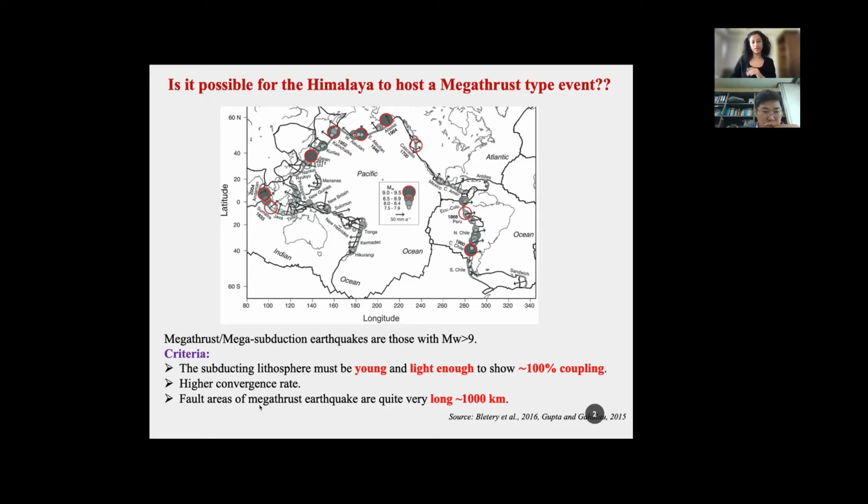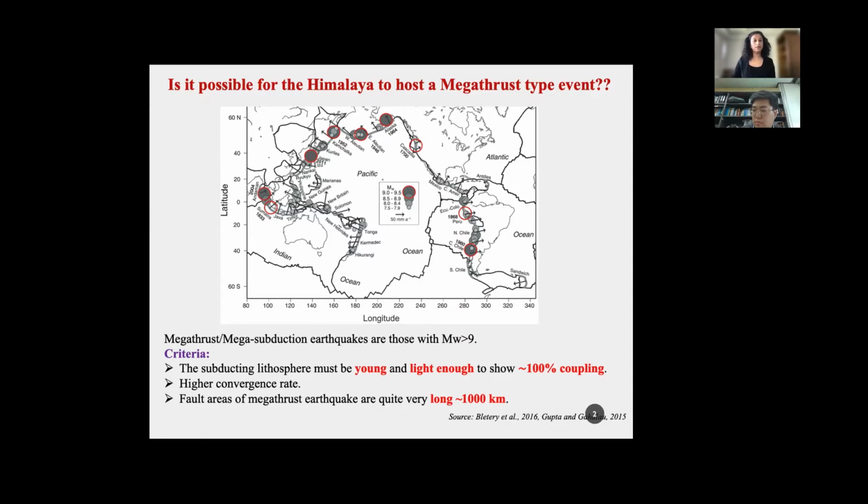And the third criterion is that the fault area of mega thrust earthquakes is usually very long, around 1,000 kilometers. When I say long, that means the earthquake has the ability to rupture a very long plate margin. So if the rupture length is very long, that means the magnitude is also indirectly very large.